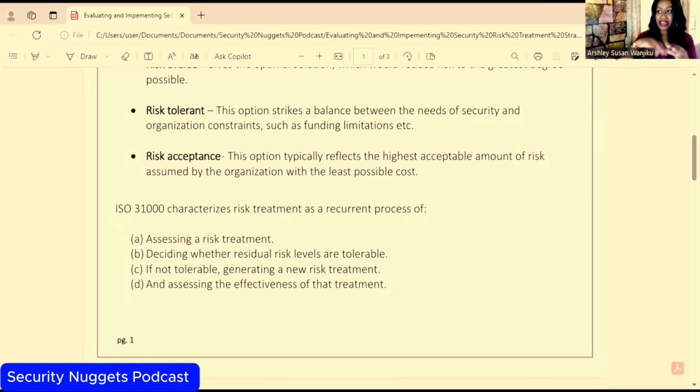And if we find out that the residual risk still poses some sort of negative impact towards the organization, then we go ahead and mitigate those residual risks as well. So we're going to come up with another risk treatment plan. That is what ISO 31000 recommends us to do.